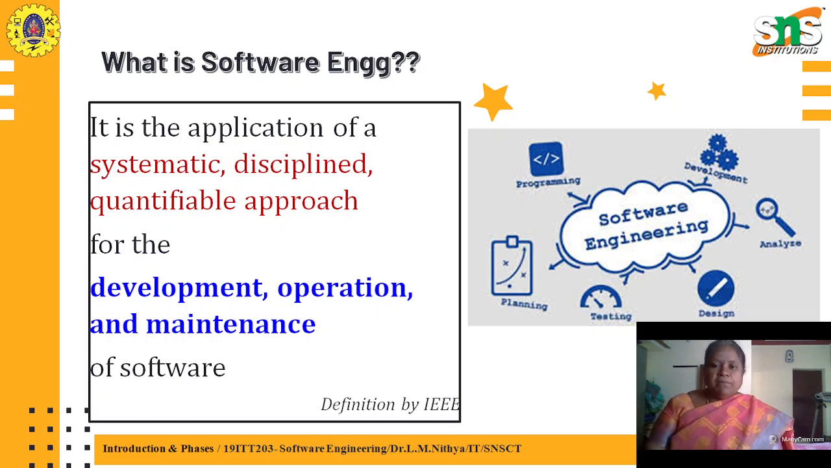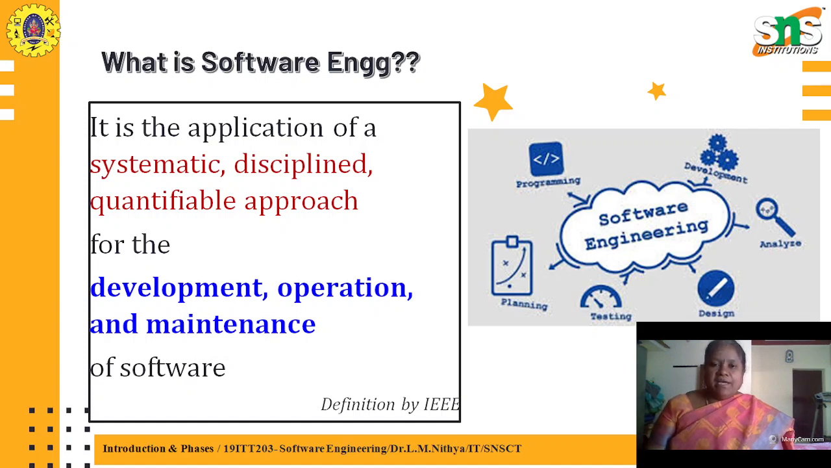Everybody might be thinking, what is software and what is a program? A collection of different programs to have an end application is called software. Now we come to software engineering. It is the application of a systematic, disciplined, quantifiable approach for the development, operation, and maintenance of software.